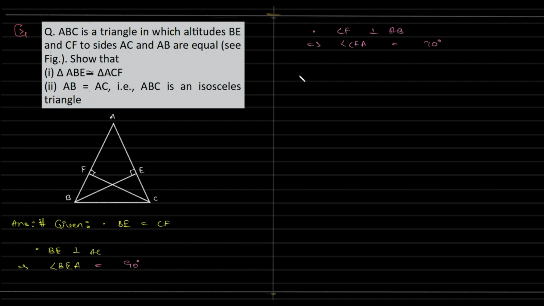So we need to prove that triangle ABE is congruent to triangle ACF. Actually, if you prove this, we can prove AB is equal to AC, right? CPCT will be done. Now think about how to prove.